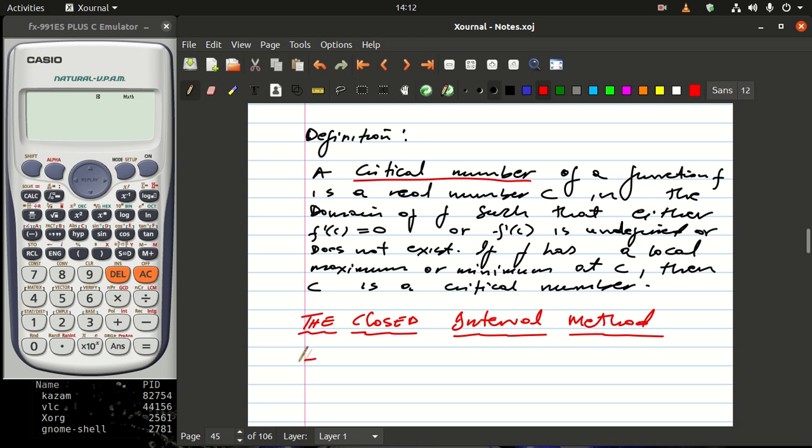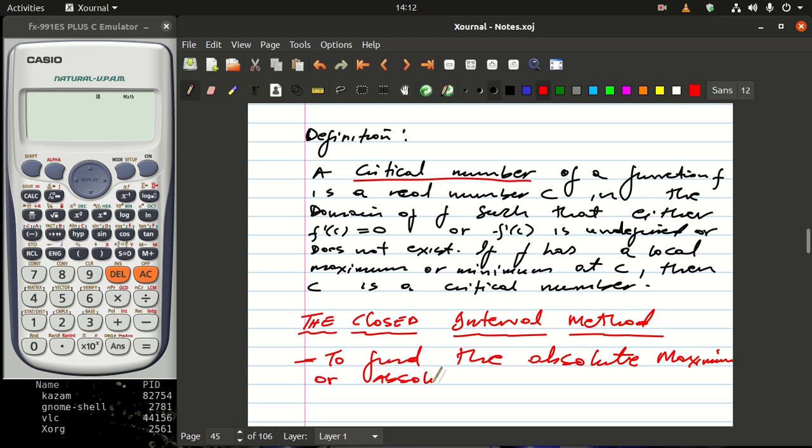So to find the absolute maximum or global maximum, or absolute minimum. Remember that absolute minimum is the same as global minimum. Absolute minimum values of a continuous function.